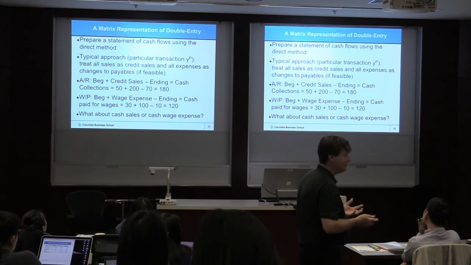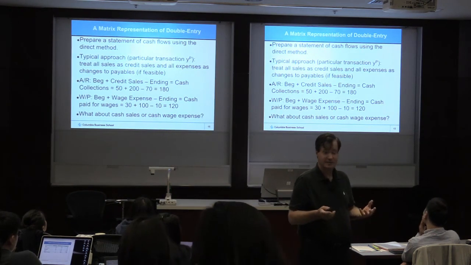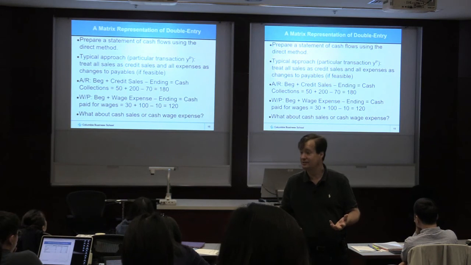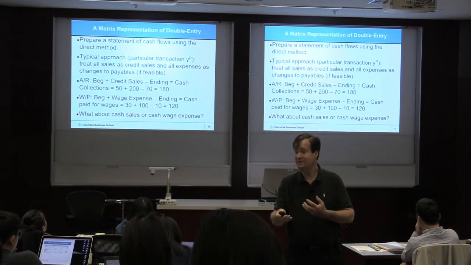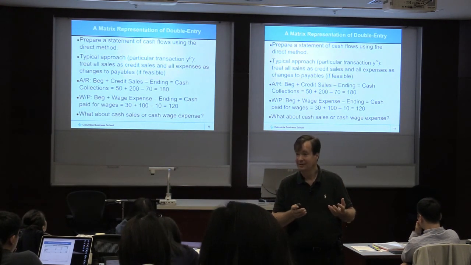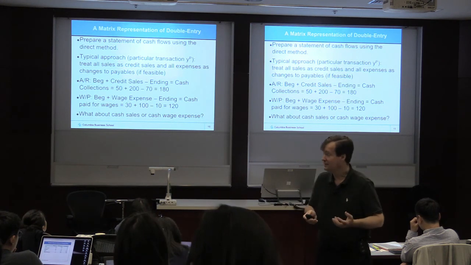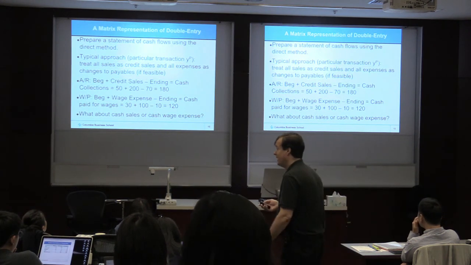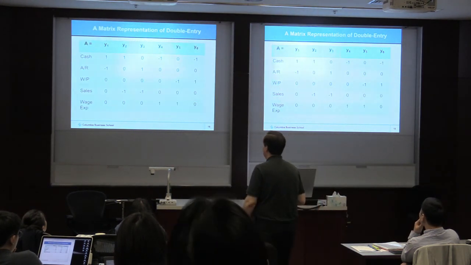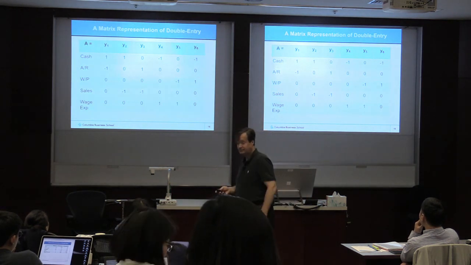And I can't differentiate between cash sales and cash wages, right? I can't figure out. There could have been some of that. I've assumed it away, but I can't figure out that separation between those two because of the aggregation in the financial statements. So what's this?